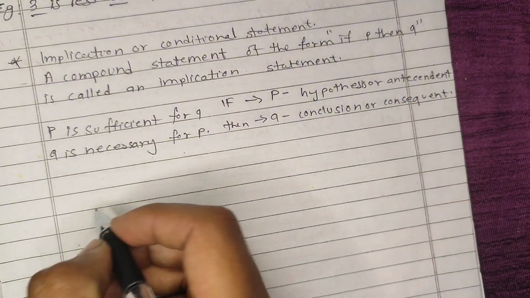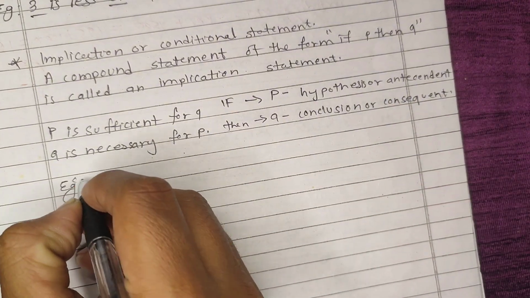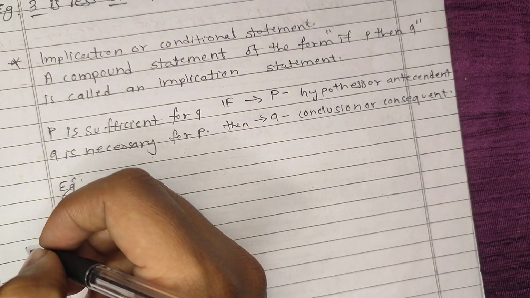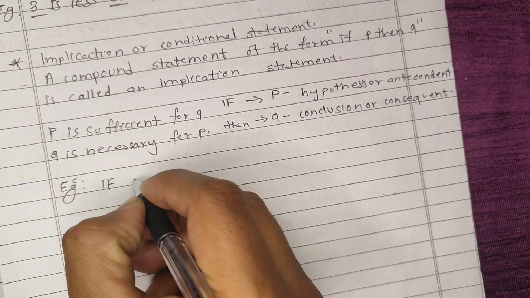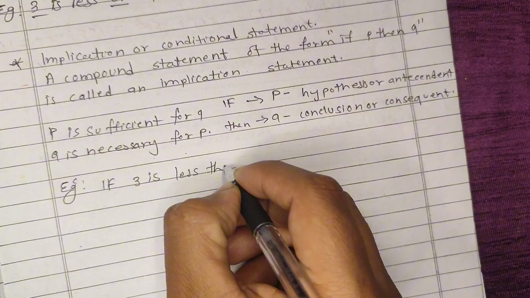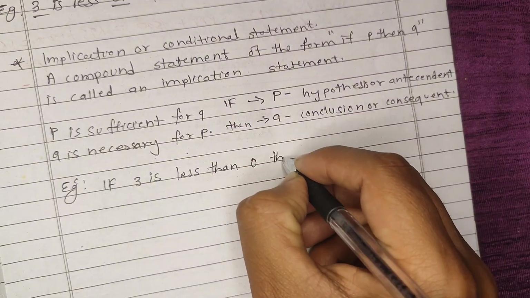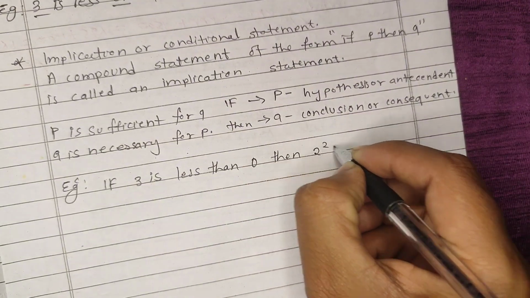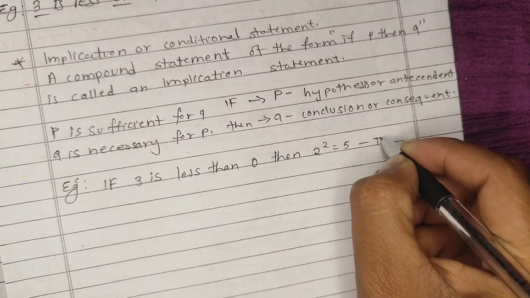Now let's move to an example of this. If 3 is less than 0, then 2 square is equal to 5, which will be true.